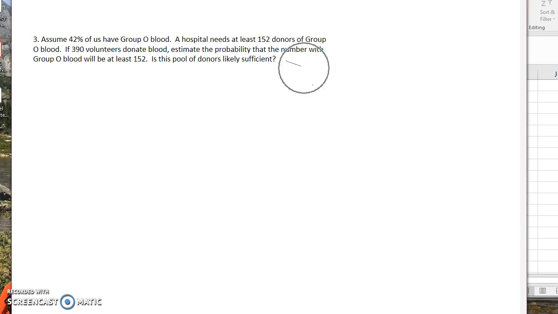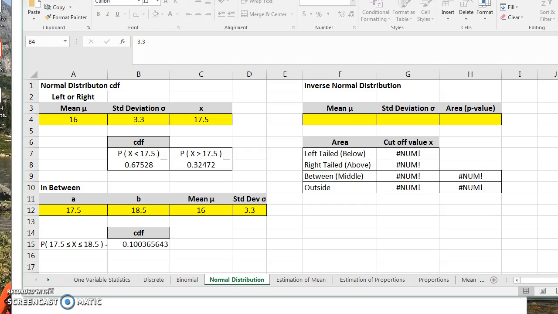We know this is going to be a continuous distribution. We know we're going to do more than 152, right? So we know we're going to be shading to the right. So I'm just going to walk you through, when do I know how to do this process? We know we're going to be working with this one. And what do you need here? You need a mean and standard deviation.